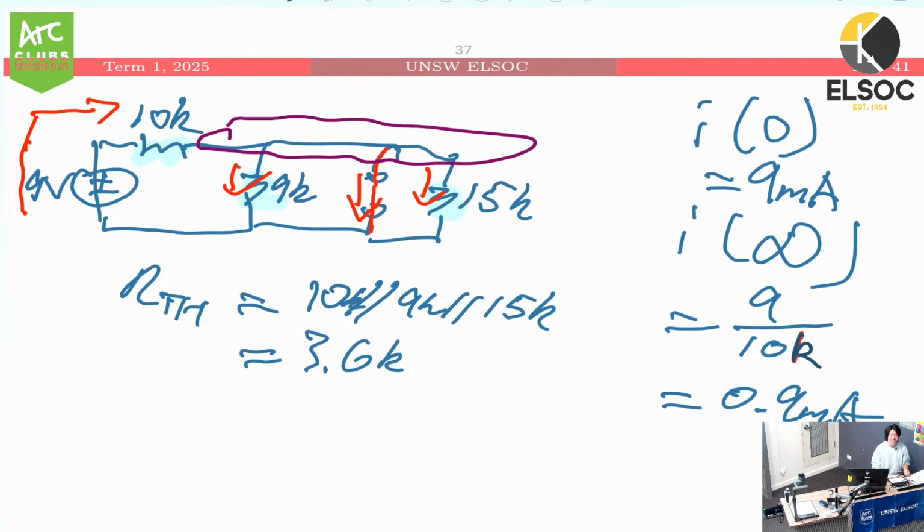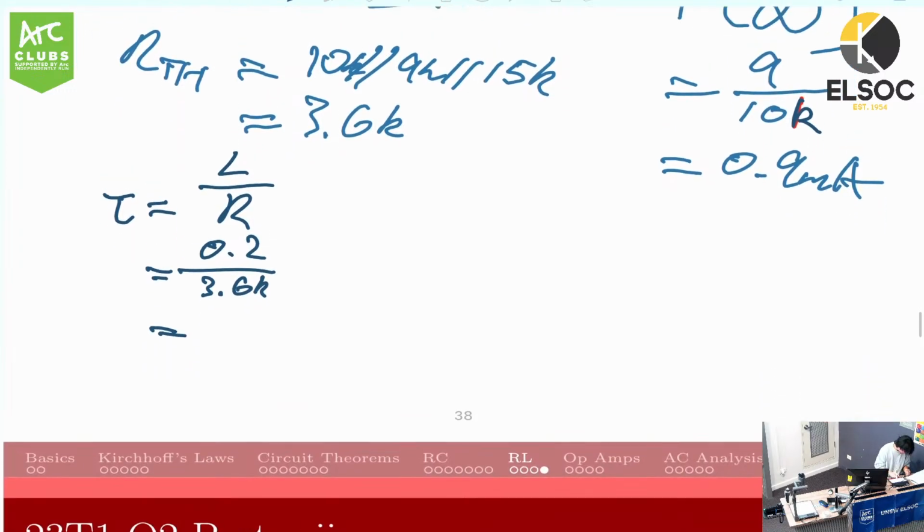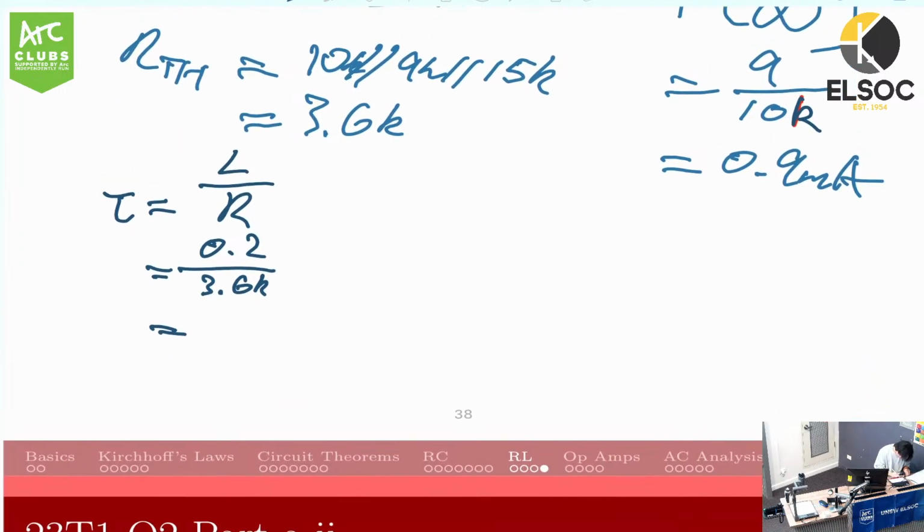Okay. All good? So the next step, all we have to do is just write it into our actual equation. Oh, sorry, before that, what actually is tau? Just L over R, that's it. So 0.2 over 3.6 thousand. That should give you 55.5 microseconds.